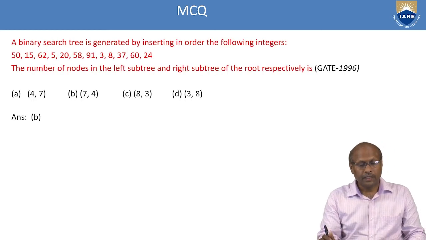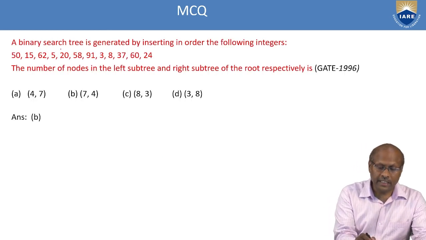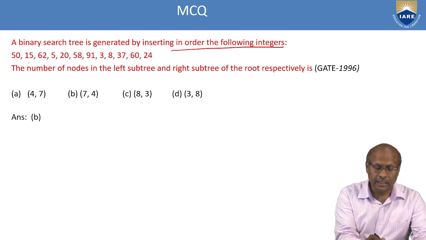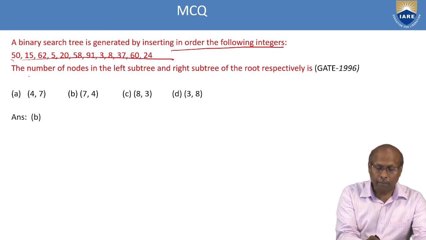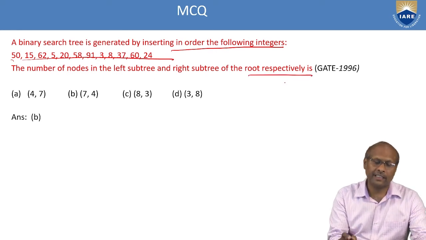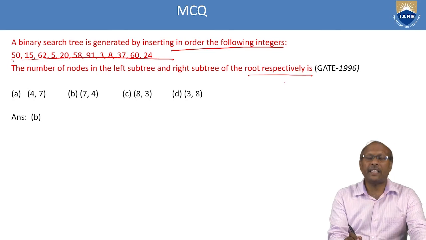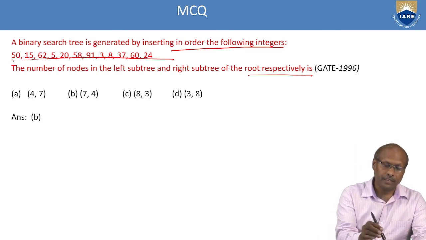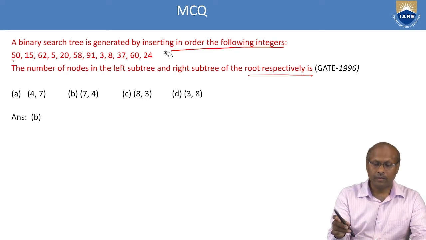Next question. They may ask a question. A binary search tree is generated by inserting in order the following integers. These integers are given set of numbers. Then the number of nodes in the left subtree and the right subtree of the root respectively is dash. So that means after constructing a binary search tree, how many will be in the left side and how many will be in the right side. So this is the given question.